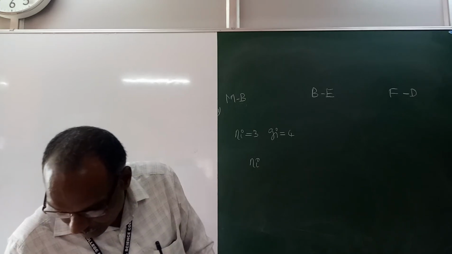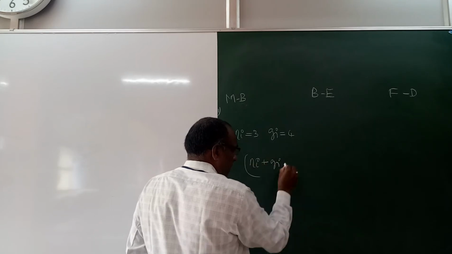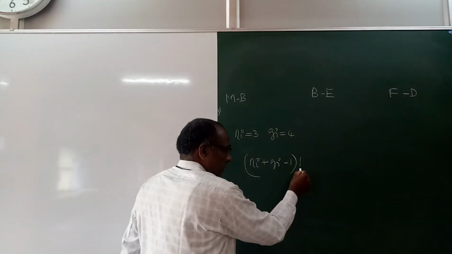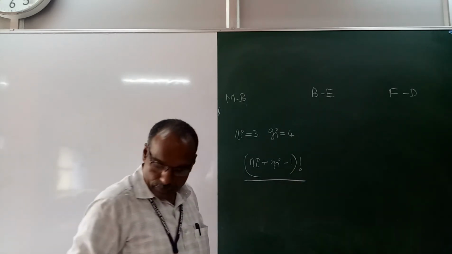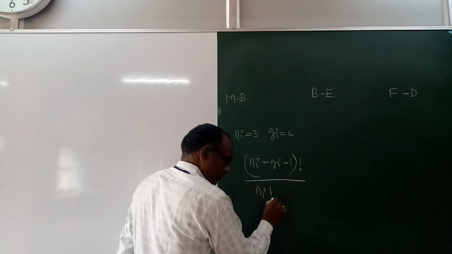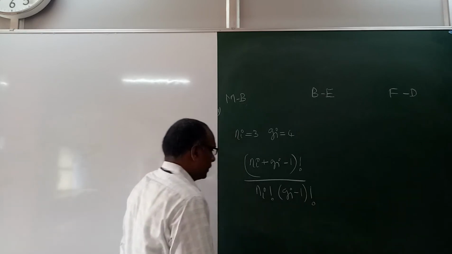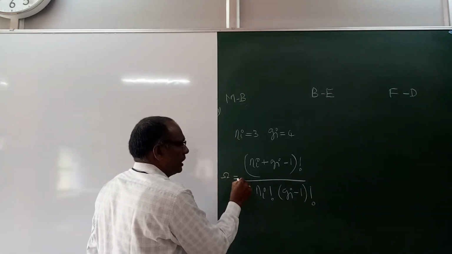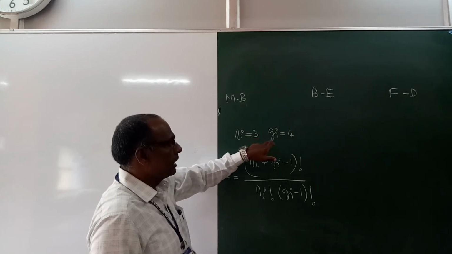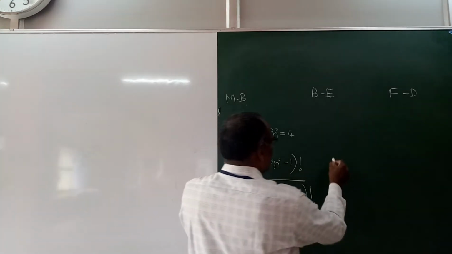Fine. (Ni + Gi − 1) factorial, divided by Ni factorial (Gi − 1) factorial. Now here this is how many ways we have to distribute Ni. The number of particles is 3, number of cells is equal to 4. So let us substitute here.